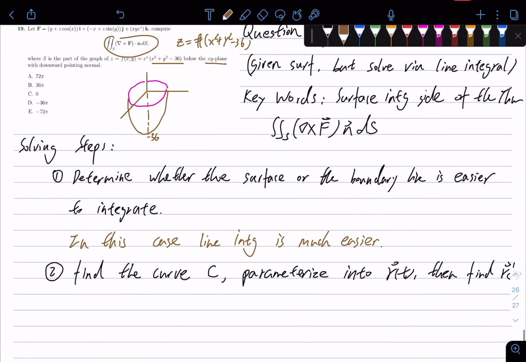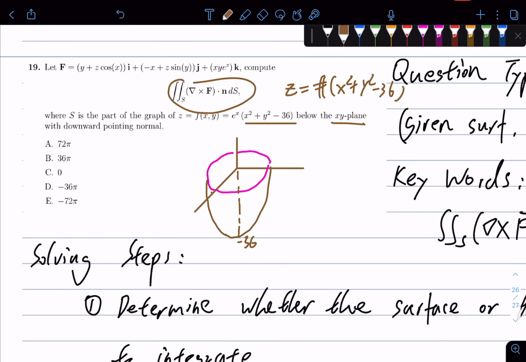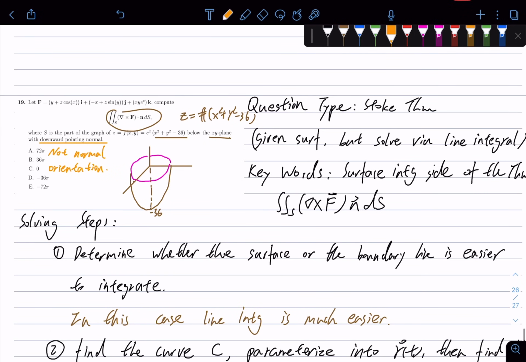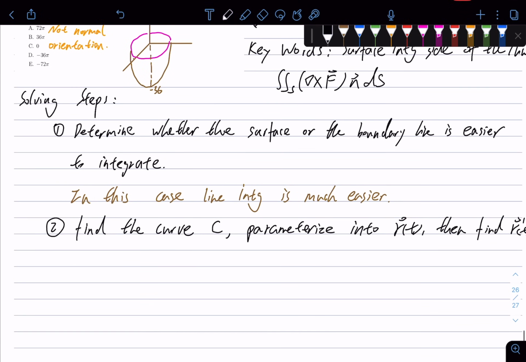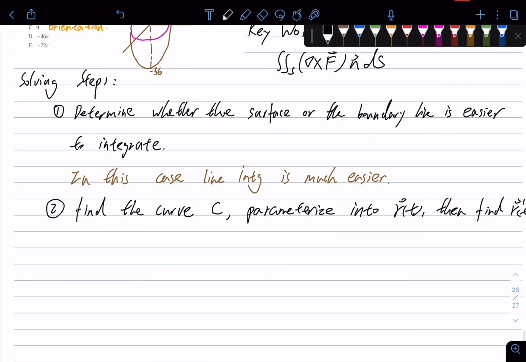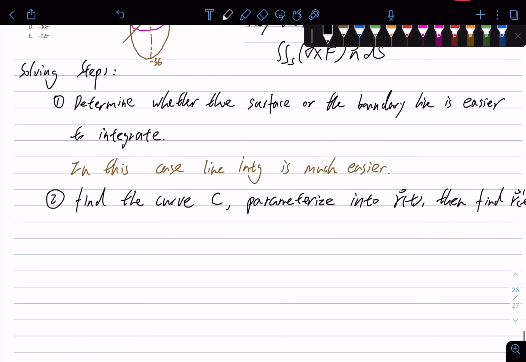Let's go ahead and start parameterizing this curve. Again, I want you to pay attention to the keyword here, which is a downward pointing normal. This is not the normal orientation, but it doesn't matter. We're still going to parameterize it the normal way. For a circle, we always use the sine and cosine parameterization method.